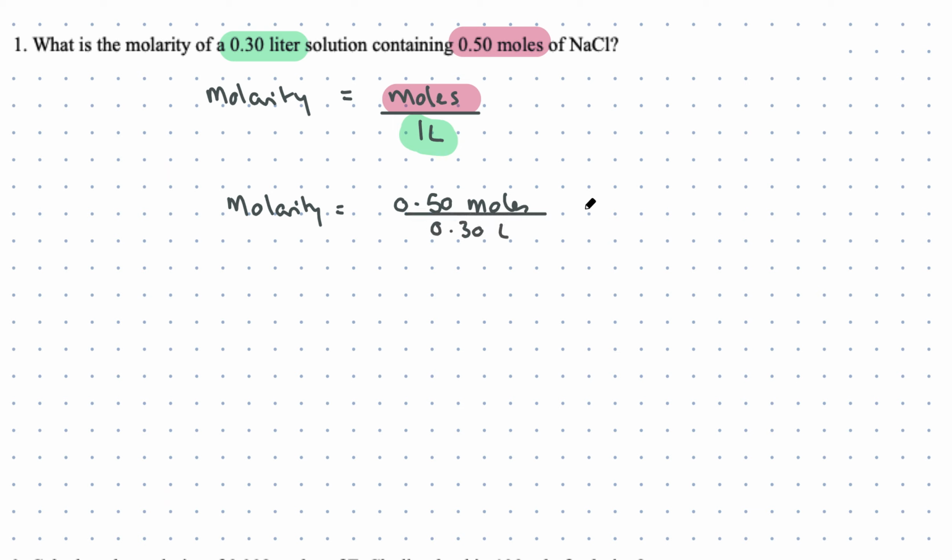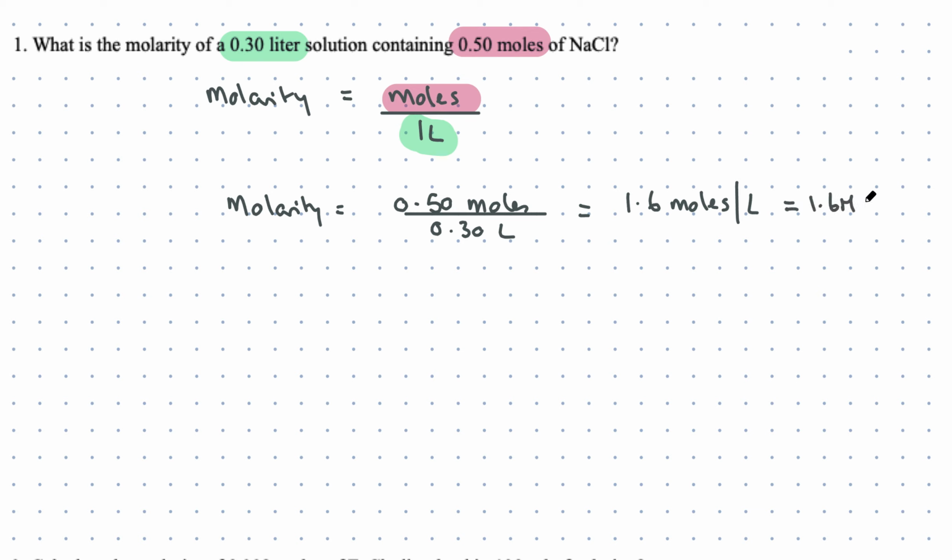Now when you divide that in your calculator, it will give us a decimal, and it will just be moles over 1 litre. So however many moles in 1 litre. 0.5 divided by 0.3 gives me 1.6. So we've got 1.6 moles per litre, which is molarity. So we've got 1.6 capital M.